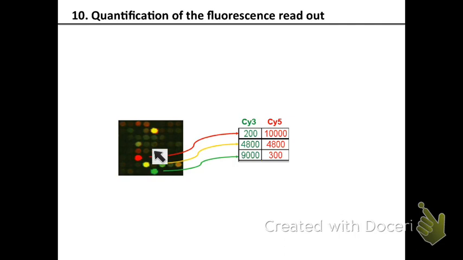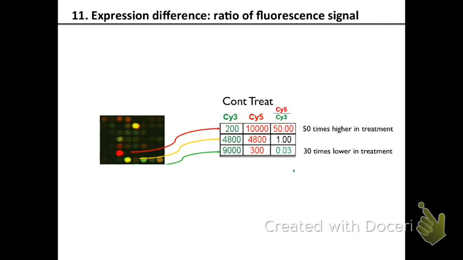For red spots, you're going to have much higher fluorescent values for the red and less for green. And for green spots, it's the opposite, right? So it's difficult to just analyze the data like this. If you're interested in differential expression, you can take a ratio of these two signals, right? And then you can say, for example, in this case, the red signal was a lot more.